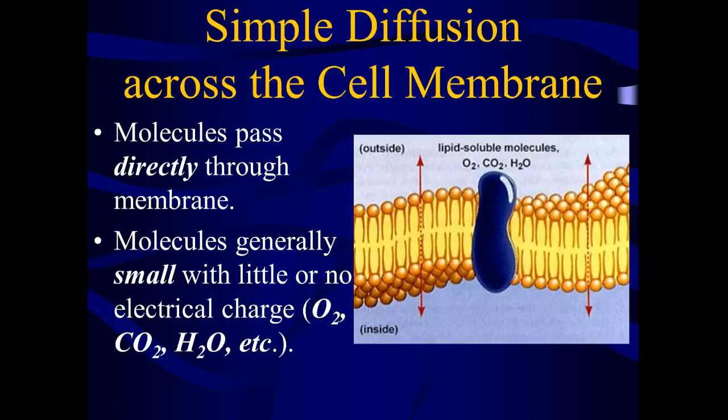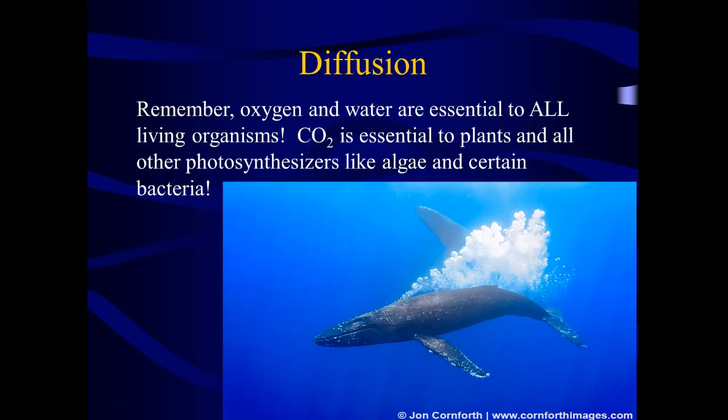Kind of like if you had a screen in a window and you open the window up, the air is going to pass right on through without any help from you. You're not going to need to put a fan or anything in order to move that air. So remember, oxygen and water are essential to all living organisms. Carbon dioxide is essential to plants. Now, oxygen and water, of course, are essential to plants too. So those things just move in and out of cells by simple diffusion.